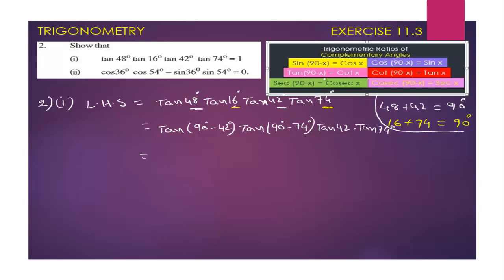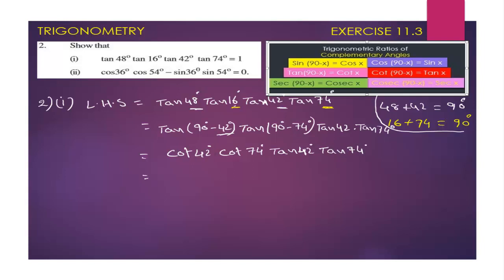here tan 90 minus x we can write as cot x. Here x is 42, therefore that is cot 42 degrees into tan 90 minus 74. Here also tan of 90 minus x we can write as cot x, that is cot 74 degrees into tan 42 as it is, and tan 74 is also as it is.